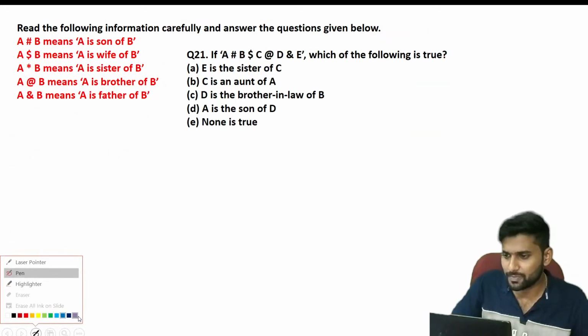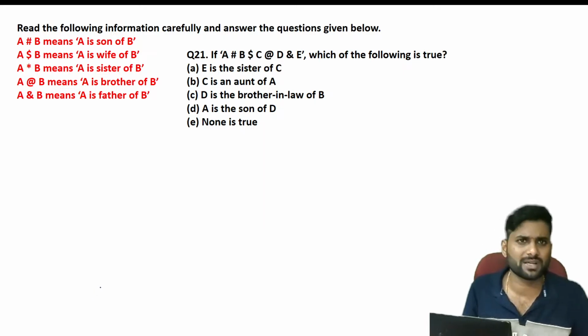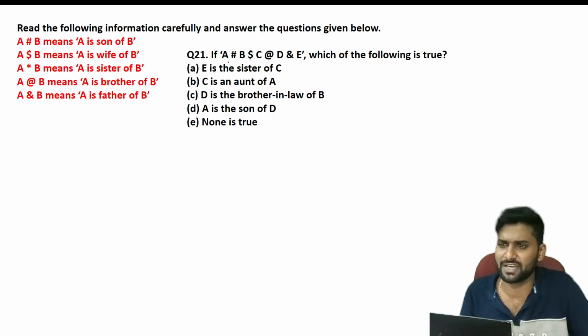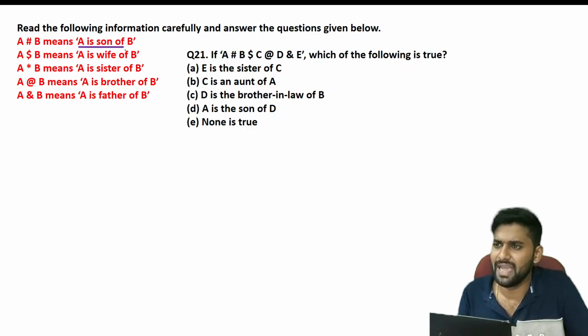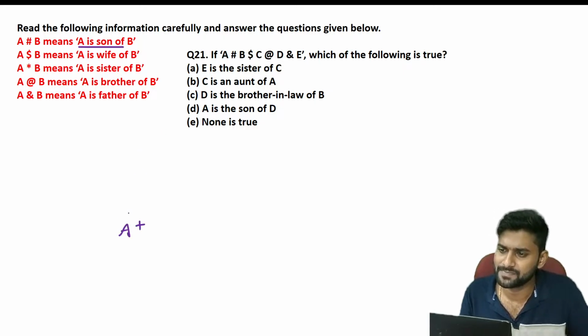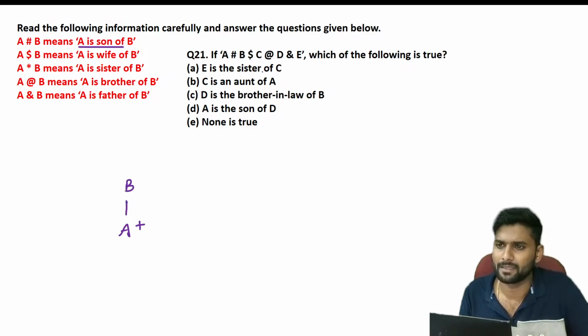A question from the blood relation topic. Let's try to draw the diagram, then you can choose the option. Otherwise, the elimination approach. Let me tell you the diagrammatic approach first. A as B: A is son of B. B dollar C: B is wife of C. B is wife, so definitely C is husband. At the rate represents brother. Here C is brother of D.